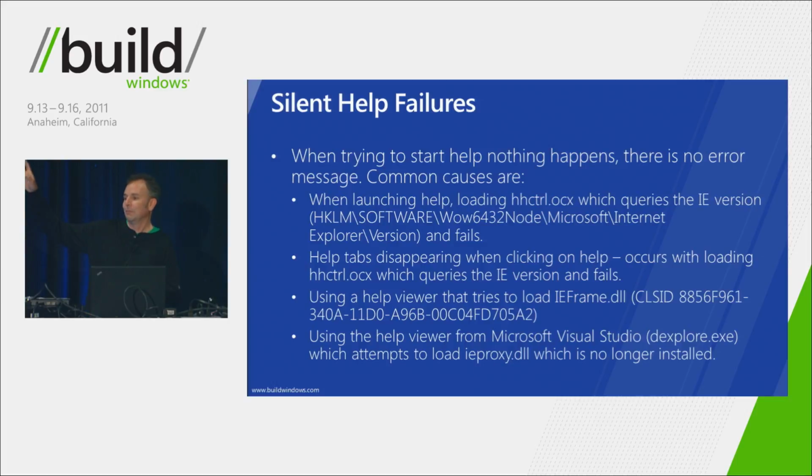A very common one is when you try to use the help OCX, it tries to check the IE version. Because IE is not there, it will fail. Help tabs will sometimes disappear if you're using a tab dialog box. Again, because it's checking the IE version, IE frame's not there, and also if you're trying to use the Visual Studio help dexplore.exe, it will fail as well. So none of the help is going to be functional without the shell.